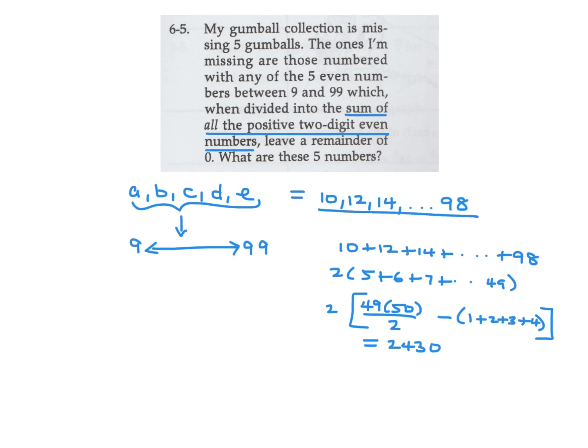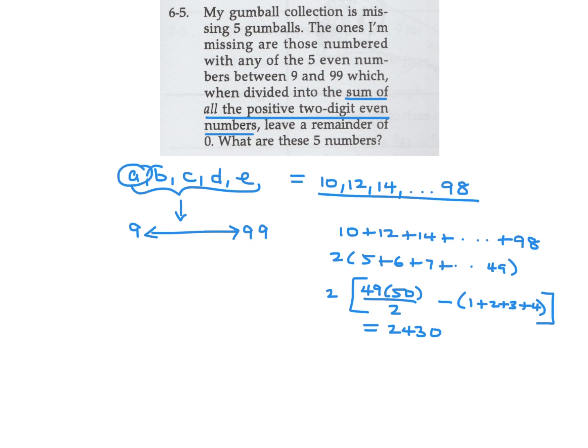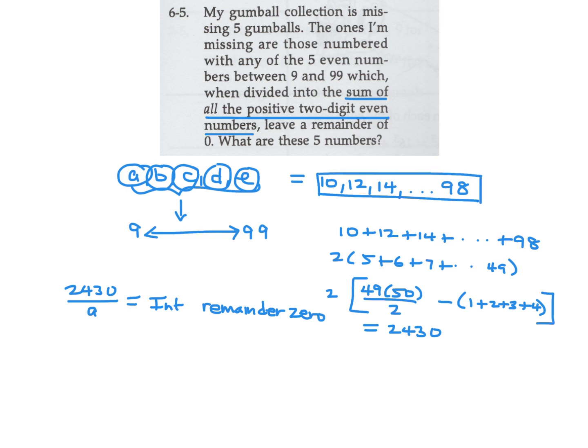So basically what they're saying is that if you took any of these 5 numbers and divided it into 2430, you would get a remainder of 0. So for example, 2430 divided by A would be some integer with a remainder of 0. So that obviously means that A is a divisor of 2430. And A is a 2-digit even number between 10 and 98. Okay, so we just have to look at the divisors of 2430.